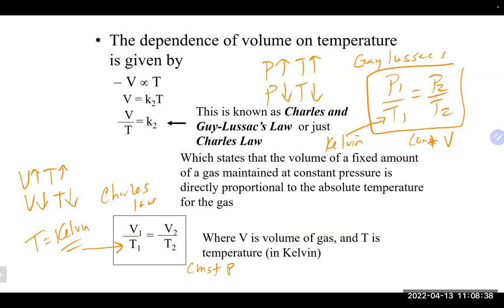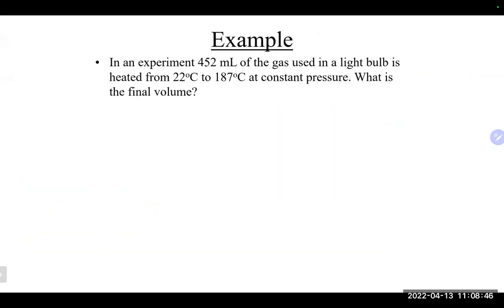All right, so let's take a look at one here and try. In an experiment, 452 milliliters of a gas is used in a light bulb. It's heated from 22 degrees Celsius to 187 degrees Celsius. What is the final volume? So take a couple minutes, see what you come up with.